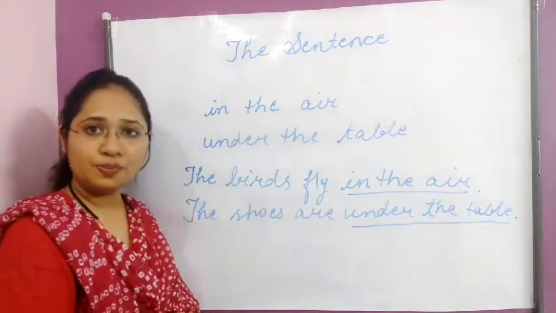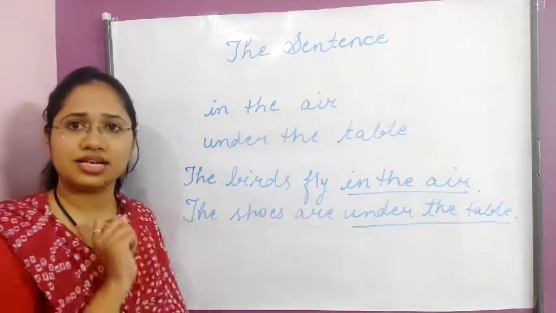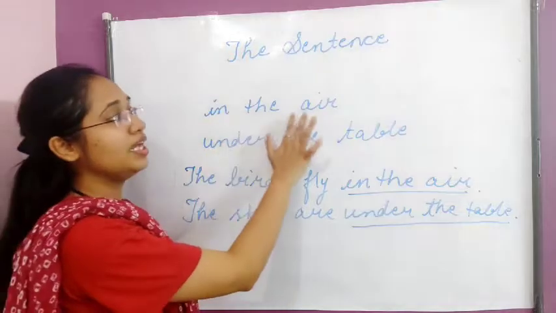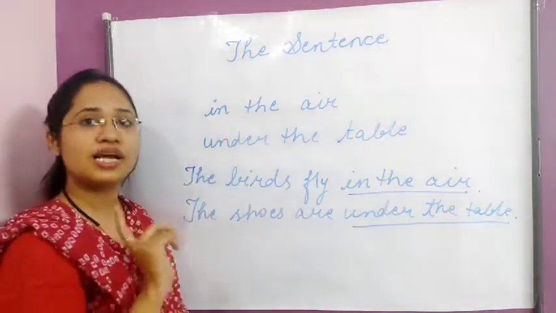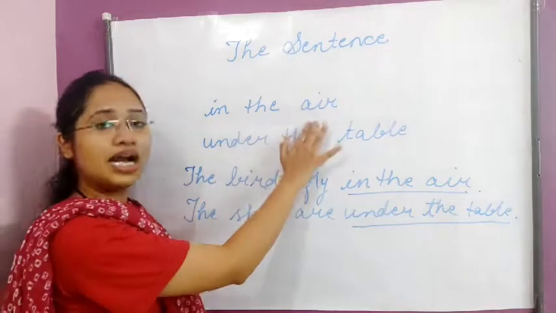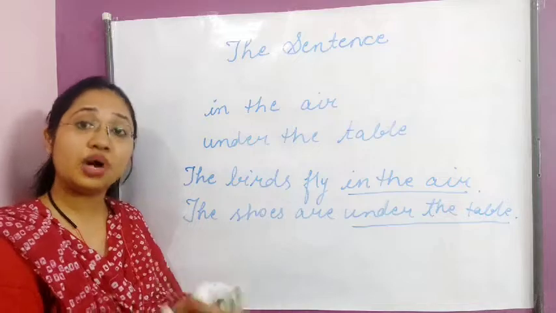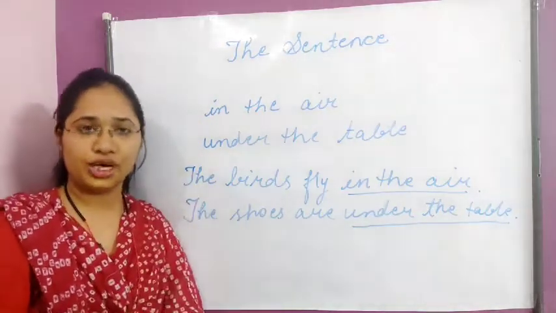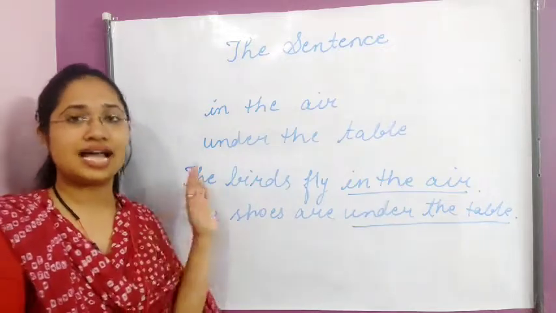A phrase is a group of words that make sense but not complete sense. That is the definition of a phrase. And how do we know that? It is only a group of words that makes sense, like "in the air", that makes sense but not complete sense, because we can't understand anything regarding "in the air". It is simply "in the air", but what in the air is not defined. So a phrase is a group of words that make sense but not complete sense.